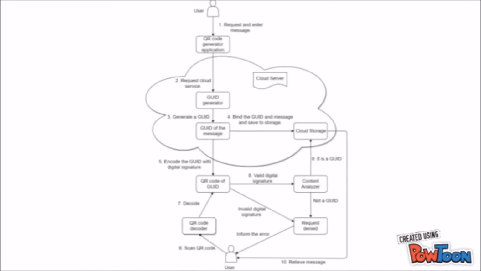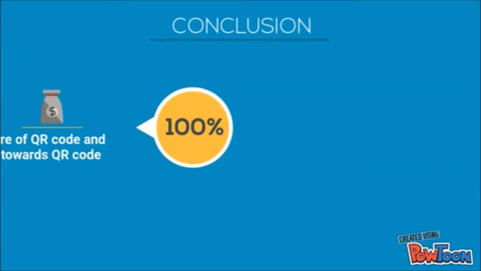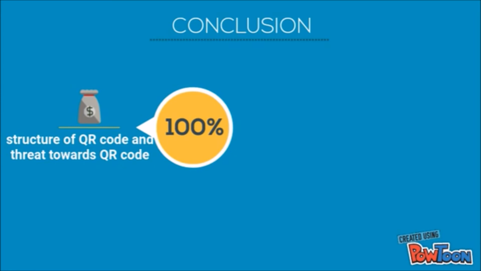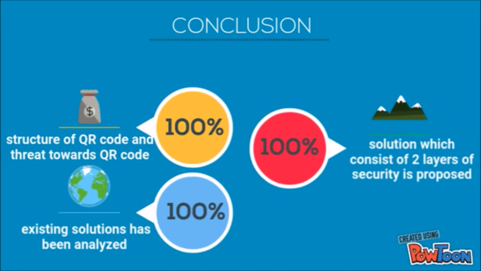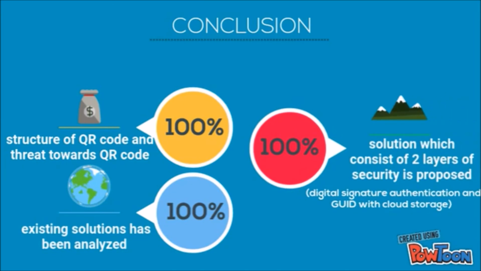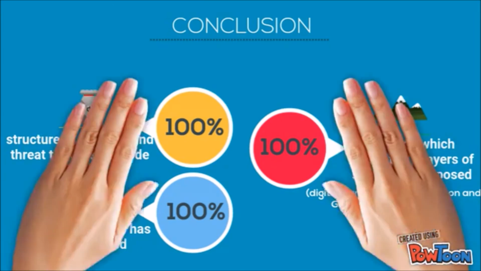The figure shows the overall schematic diagram of the proposed solution in detail. In conclusion, in this paper, an overview regarding the structure of QR code and threat towards QR code has been provided. A few existing solutions also have been analyzed to provide a better understanding of the pros and cons of the existing solutions. Lastly, a solution which consists of two layers of security, digital signature authentication and GUID with cloud storage, is proposed to enhance existing solutions to prevent possible threats more effectively.